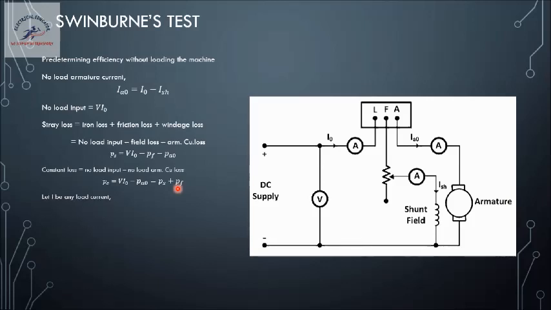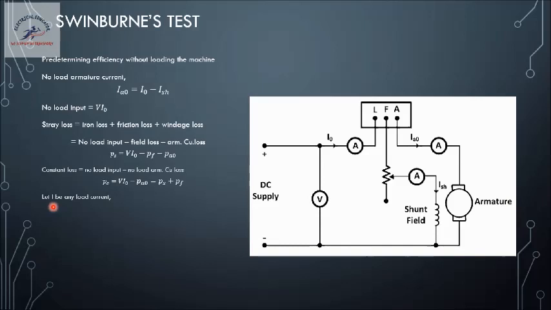Now let I be the value of any load current. Okay, we are not loading the machine, but we know the rated current of the machine, and let us take an arbitrary value I, which is between 0 and the full load current of the machine. It can be any value. So let us denote it by capital I.